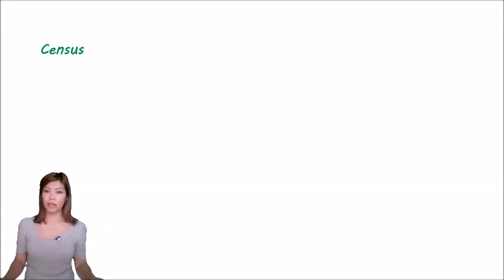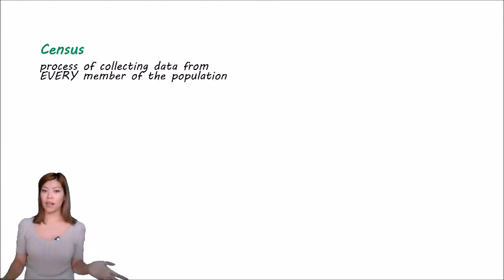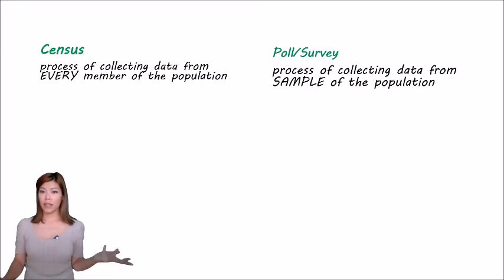Now, if we did look at the whole population and ask them questions, this is called a census. So every member of the population gives us feedback. For example, in Australia, we have a census every 5 years. A poll or a survey is the same process, so you collect data, but this time you're collecting it from a smaller portion of the population.